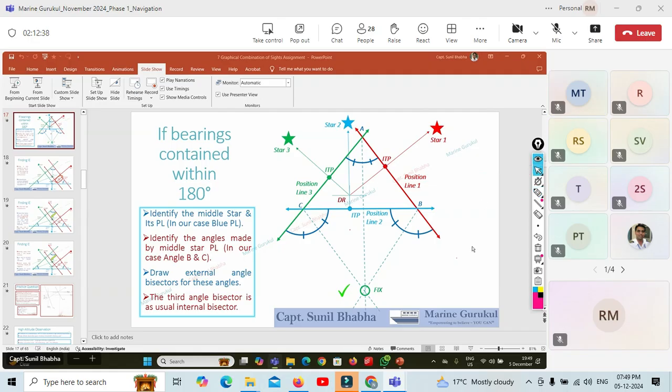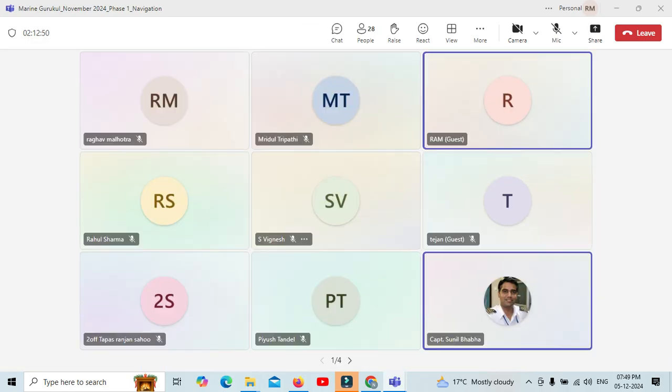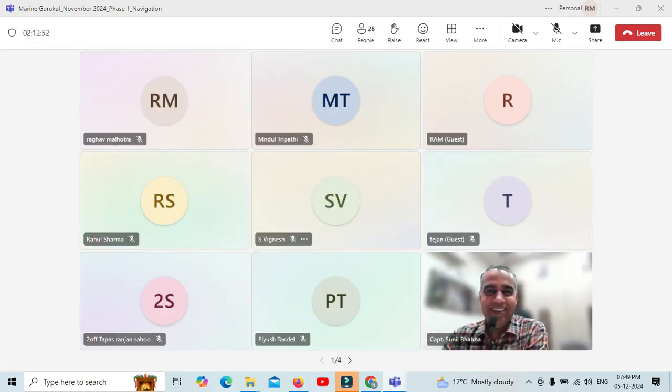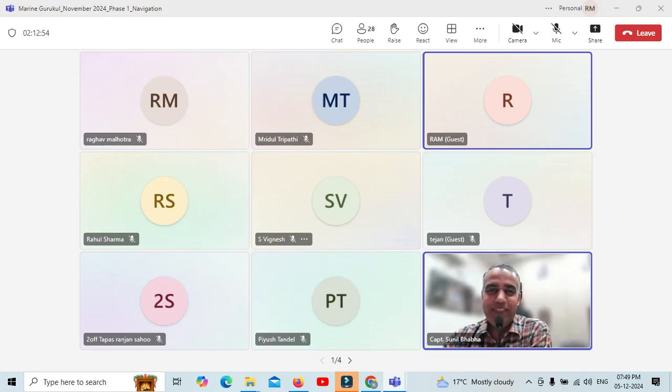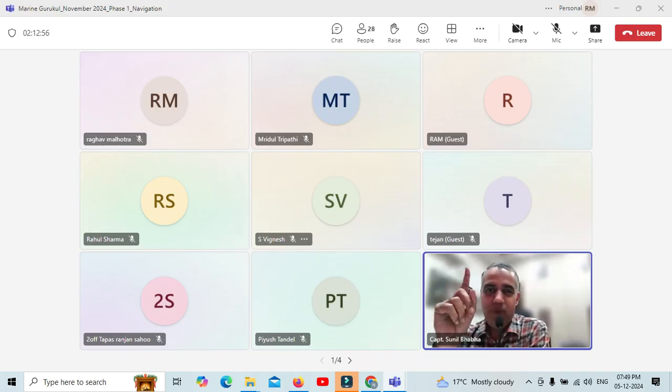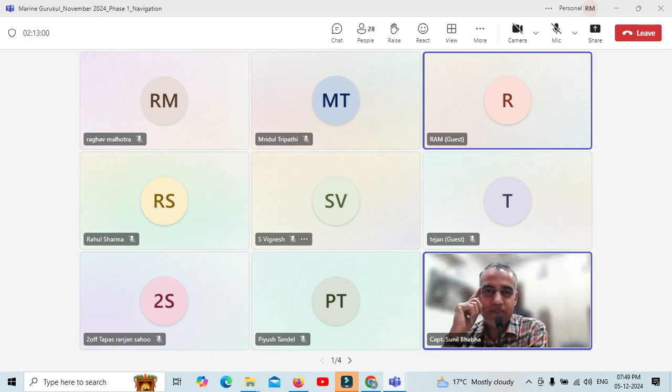Yes, sir. So can we close this out? Do you have any worked example for this method, sir? Cocked hat. Okay, I'll give you one, beta. I will be sending you an assignment. In the assignment, there will be one question on cocked hat also. So you'll be able to practice.